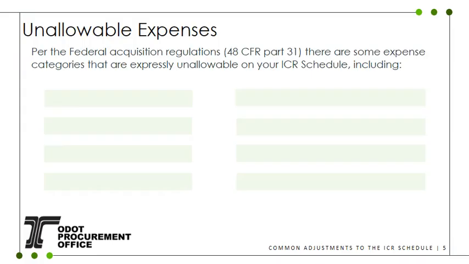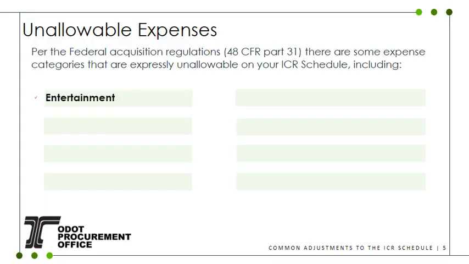As we referenced in the previous slide, expenses must be allowable to be claimed on your ICR schedule, and there are some categories of expenses that are expressly unallowable. Here we will review some categories that are not allowable by the federal regulations in a firm's indirect cost rate under any circumstances. To help make the process easier, please make sure to familiarize yourself with these and possible additional categories as you are developing your ICR schedule.